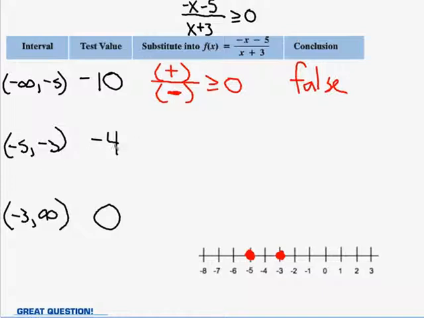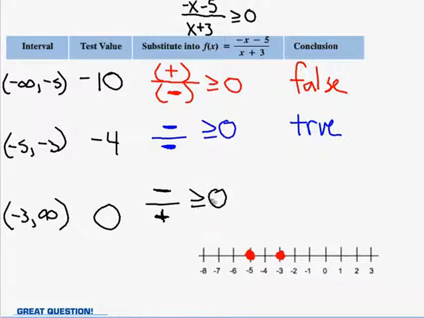All right, let's try the next interval. We're going to plug negative 4 in. Negative 4 becomes positive 4. 4 minus 5 is a negative numerator. And our denominator will be negative 4 plus 3, which is also a negative number. Negative divided by negative is positive, and positive is greater than 0. So that interval is true. We will color it in on the graph. And then last but not least, 0. With the x gone, we're left with a negative 5 in the numerator and a 3 in the denominator. Negative divided by positive is negative, which is not greater than 0. So that is also false.